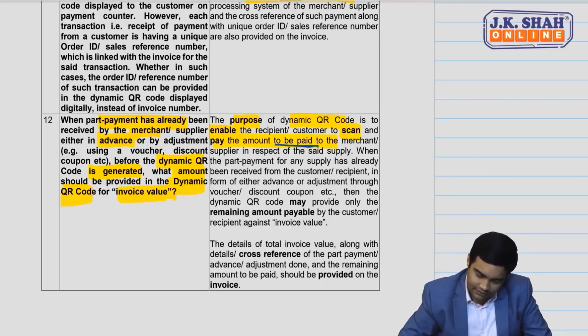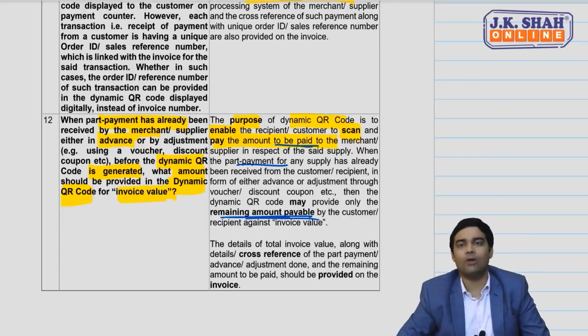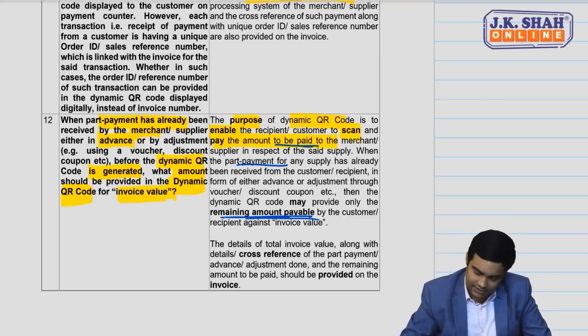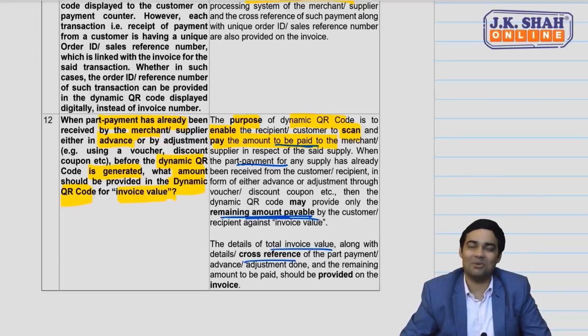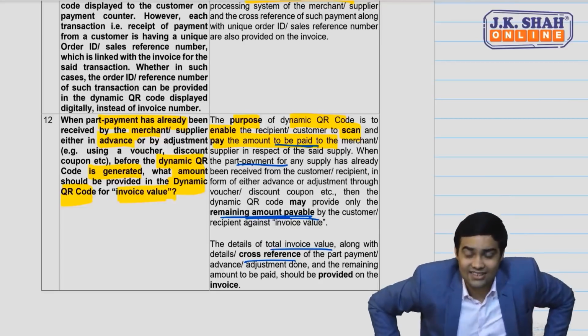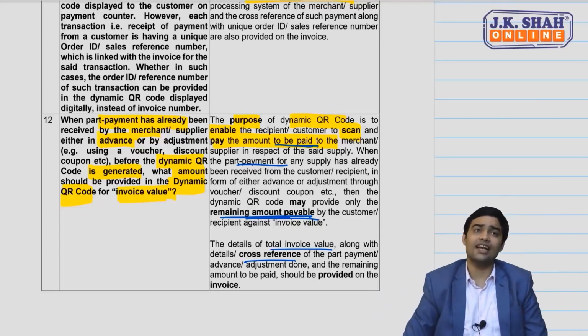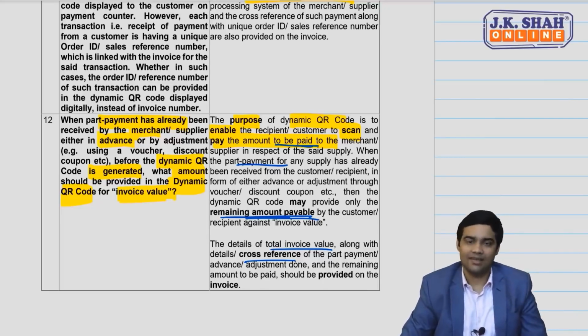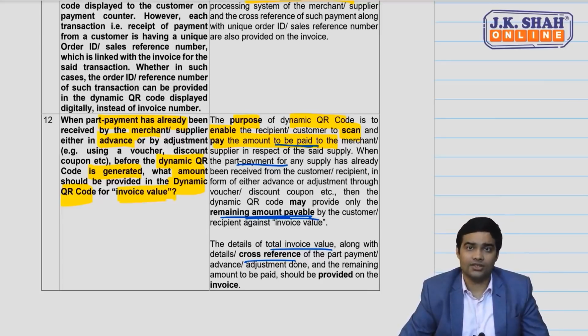That's why when part payment is made, then only the remaining amount should be disclosed in invoice value. That is sufficient. The details of total invoice with cross-reference should be provided on the invoice. Government wants to track everything. People, these provisions will get complicated when introduced to small businessmen. At present, it is applicable only for a person whose turnover exceeds 500 crores.